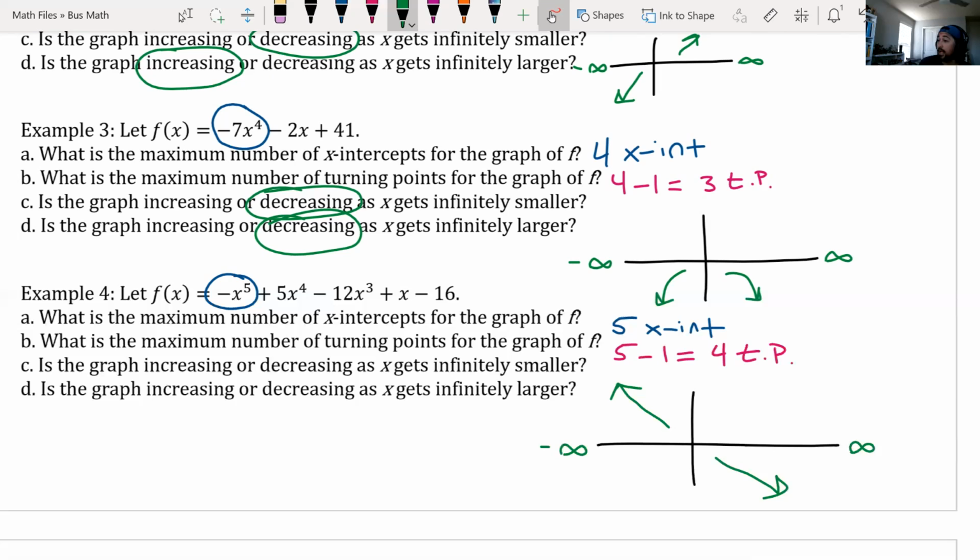Okay, so to answer these questions, we say, are your y values getting larger or smaller as x approaches negative infinity? Well, if x is going to negative infinity, these y values are getting larger. So this means that my y values will be increasing. And then it says, are your y values getting smaller or larger as x heads towards infinity? Well, these y values are definitely getting smaller towards negative infinity, so they are decreasing. Okay.